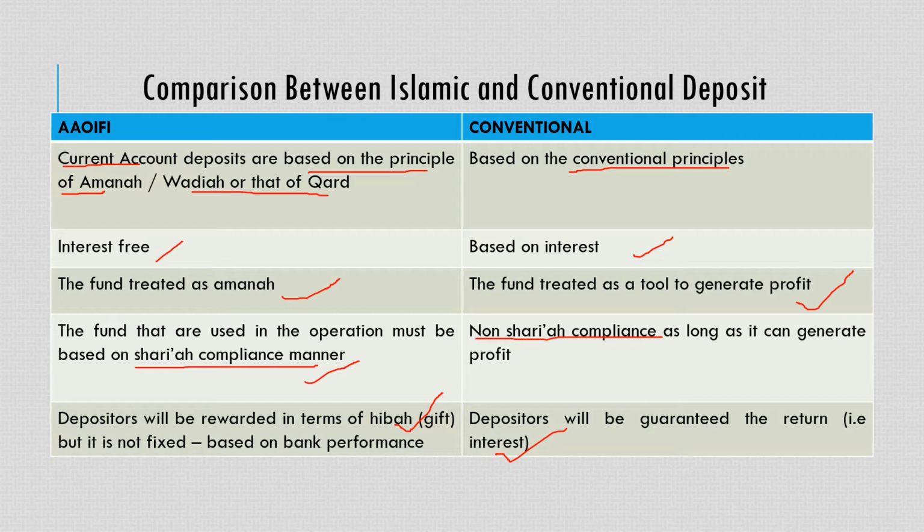Tapi kalau untuk AAOIFI, depositors will be rewarded in term of hibah, but it's not fixed. Maksud dia, if the bank performance is good, kalau bank performance tu bagus, kalau dalam Islamic banking, so baru bank akan bagi reward to the depositors. Once bank tak ada performance ataupun the performance of the bank is not very good, so that the depositors will not get any reward. Itu yang dah beza AAOIFI and conventional.